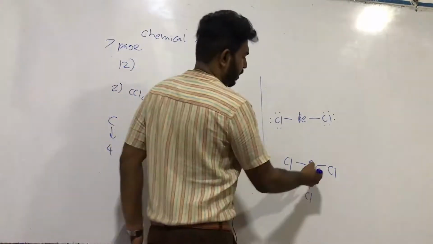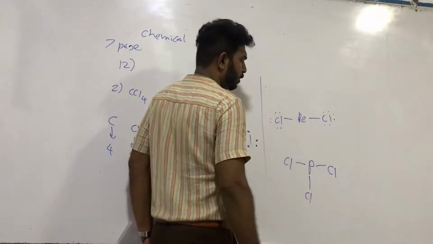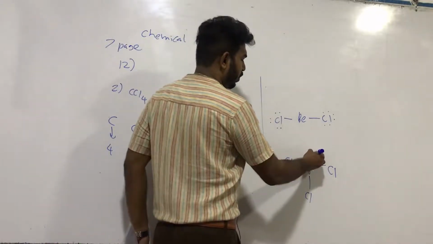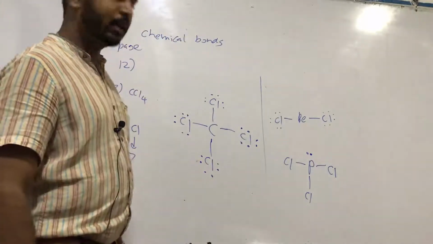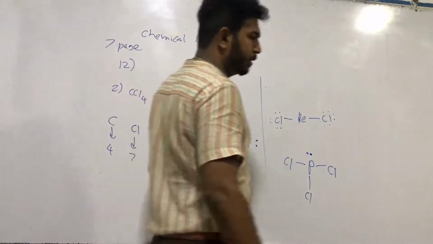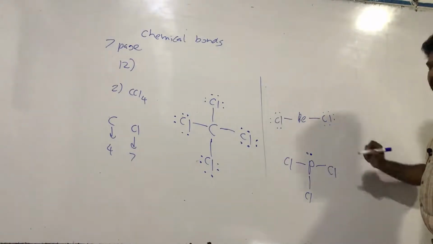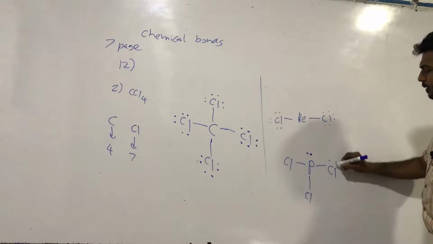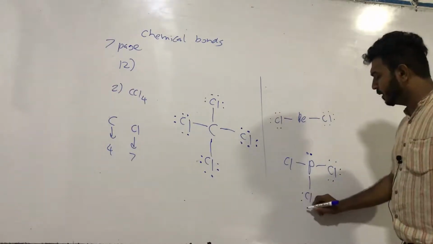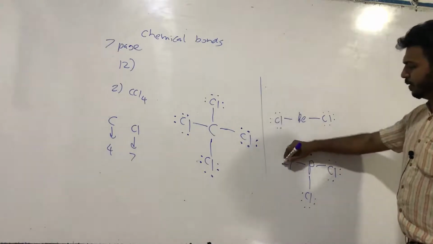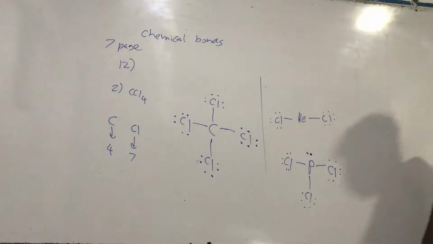So 3 electrons are shared here. So phosphorus should have 2 remaining electrons. That means 1 lone pair for phosphorus. Then again when we consider chlorine, chlorine has 7 electrons. 1 is shared and it contains 6 remaining electrons. Okay, Pute?